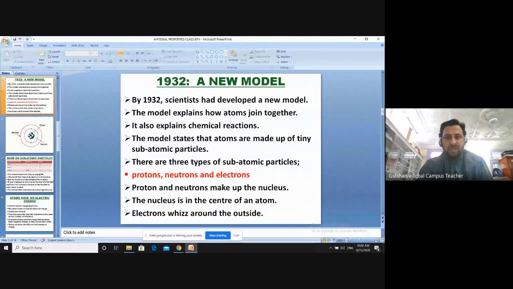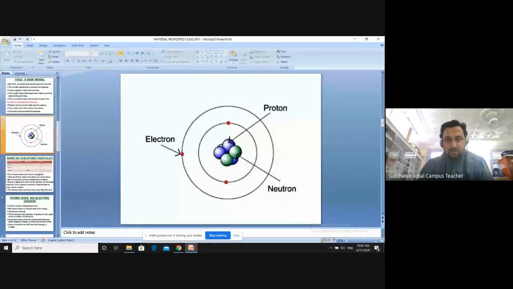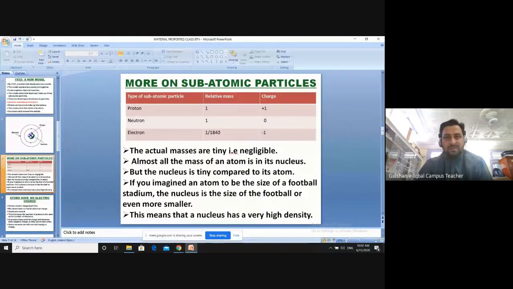Neutrons, and electrons. Okay, now we have the new topic today. This was a topic we discussed earlier about the electron, proton, and neutron. That was a new model of the atom. Okay, now we are going to start a new one today, that is more on subatomic particles.